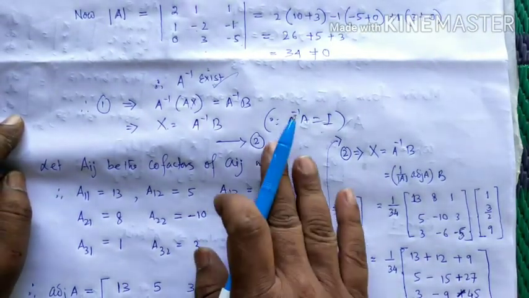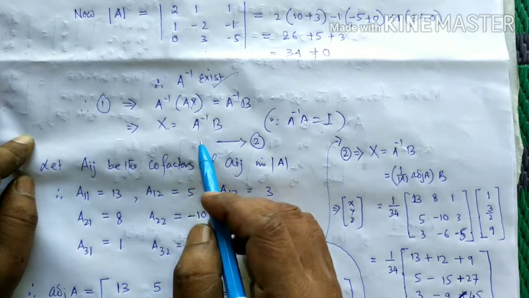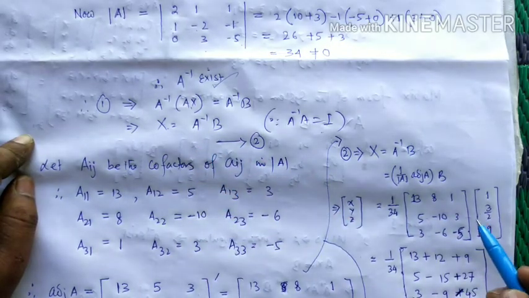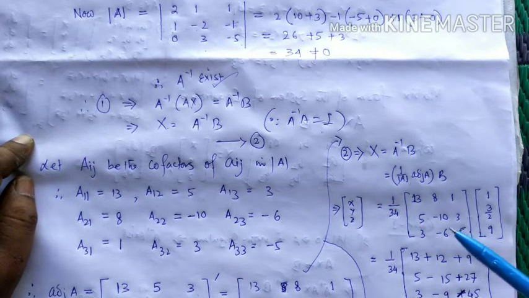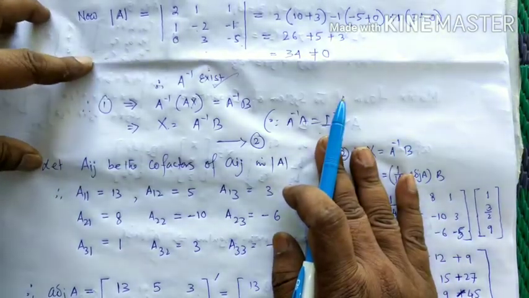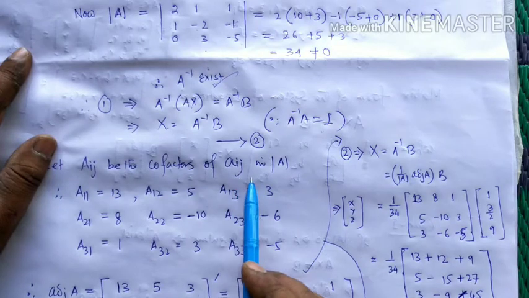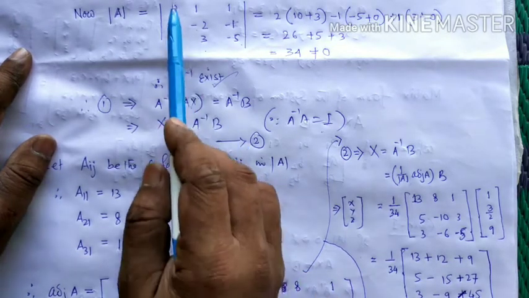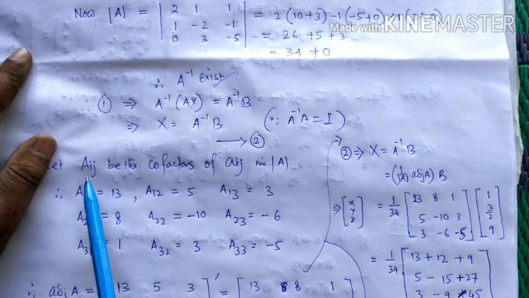Okay, now your job is to find A inverse. To find A inverse, you must know the adjoint. You know the formula. A inverse is equal to what? 1 by determinant of A into adjoint of A. So you already have the determinant of A. Now your job is to find the adjoint of A. To find the adjoint of A, you must know the cofactors. And to find the cofactors, your first statement should be: let Aij be the cofactor of small aij in determinant of A. That means whatever the elements in the determinant of A, every element is represented by the small aij type, and its cofactor is represented by the capital Aij type.